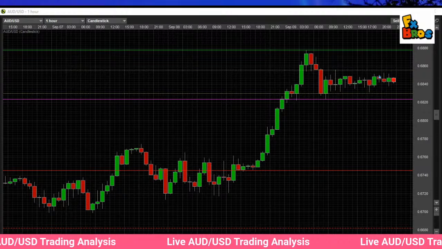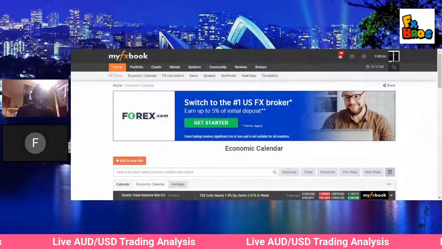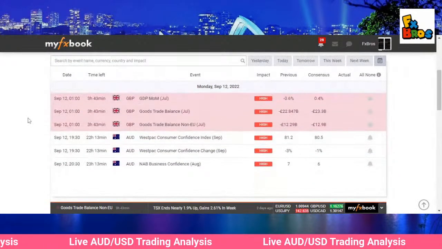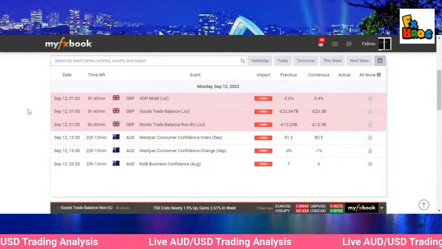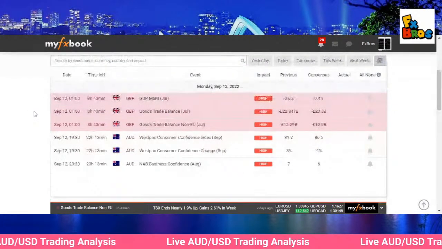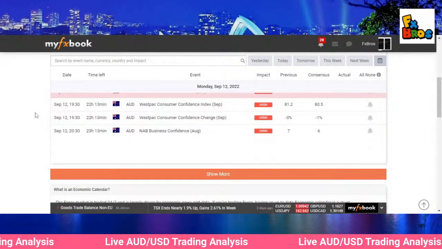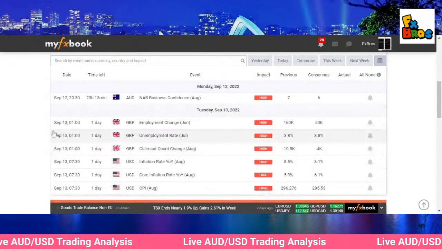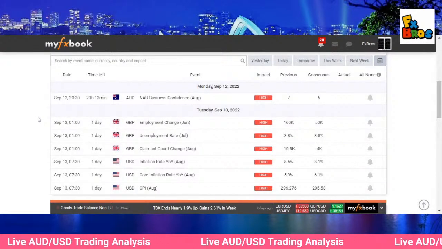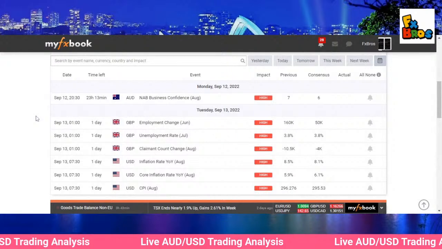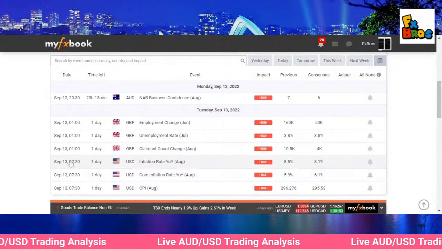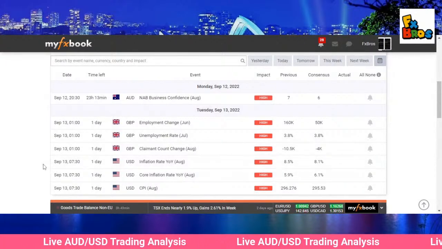Take a look and see what we got coming up on the news. Anything exciting? See what kind of week we're going to have. Got some consumer confidence tomorrow evening, all Australian news. Tuesday we've got inflation rate year on year. Oh boy, that's going to be big. Core inflation rate year on year. Yeah, that's going to be big. And CPI.